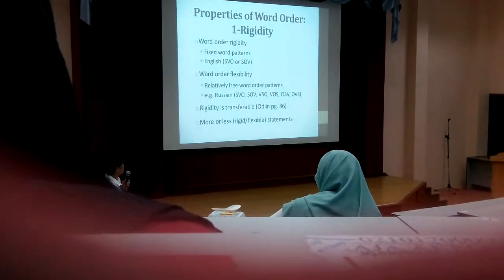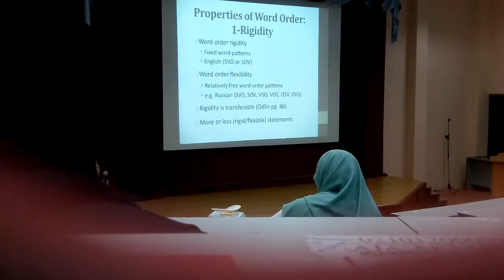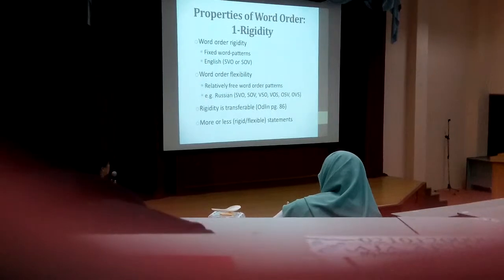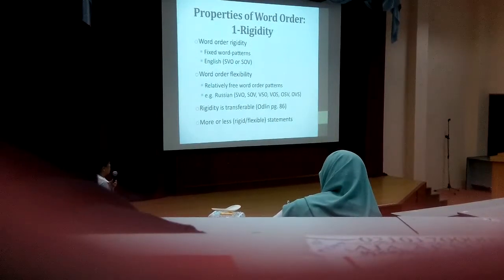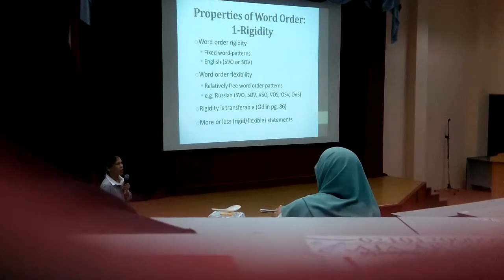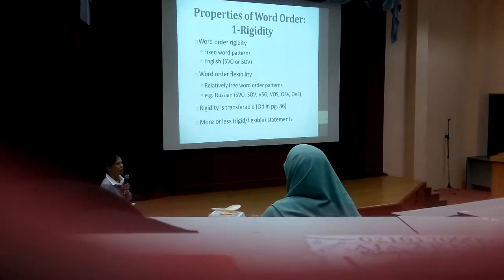Now, if we are talking about flexibility, relatively free word order patterns, apparently in Russian, you are flexible. You can use so many word orders. You can use SVO, SOV, VSO, VOS, OSV, OVS. So what is the implication for a Russian speaker of English? What is the implication if they are trying to learn the English language?